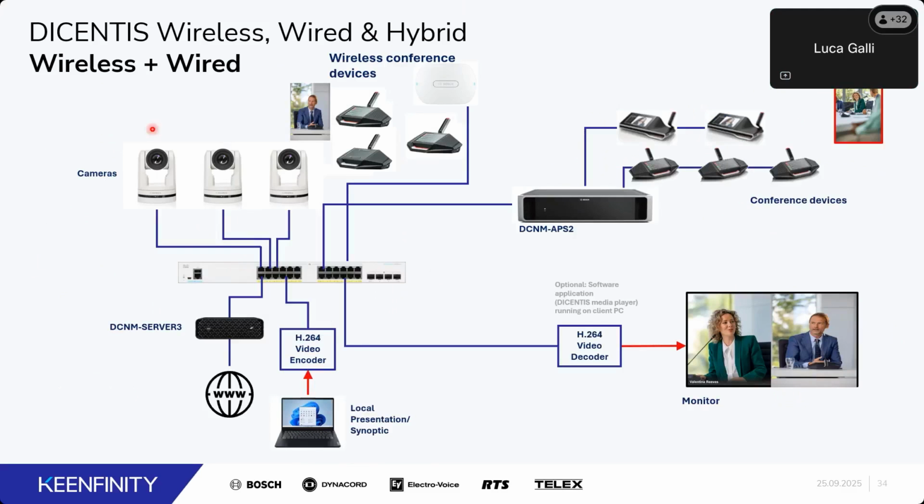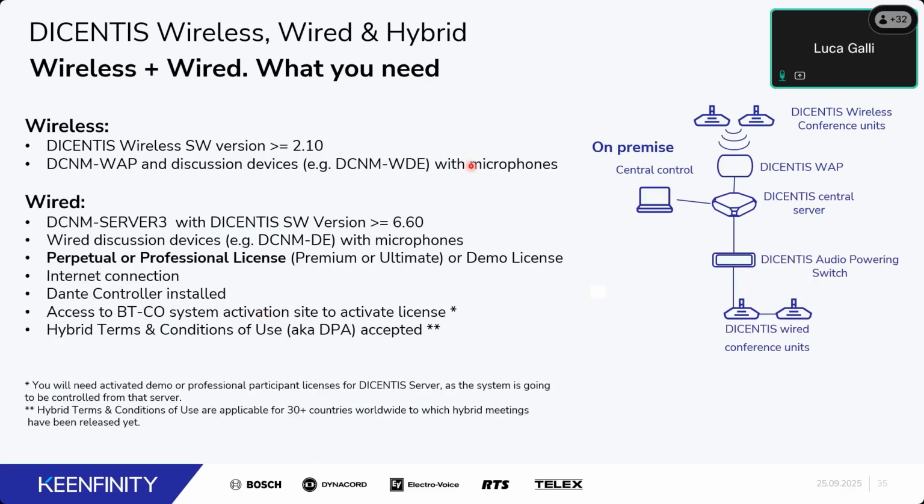Last but not least, the wireless plus wired. So if you only need wireless plus wired without any hybrid solution, also here it's quite straightforward. You have your wired system, your wireless system, a DCNM server 3, and nothing more. In terms of what you need, again, on wireless side, you need a software version higher than 2.10 with the wireless access point and microphones. Server 3 with a software version higher than 6.60.